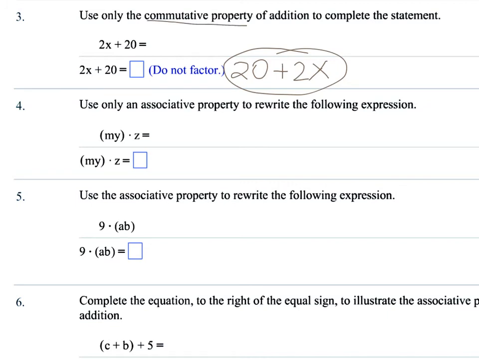Number 4 says use only the associative property to rewrite the following expression. Remember, associative property is parentheses. So we're going to change where the parentheses are in this problem. The parentheses in this problem are first around m times y, and then outside of the parentheses we've got times z. So we're just going to move the parentheses, keeping the order of the multiplication problem the same. So I can move the parentheses now to be around y times z. So m times (y times z) is using the associative property.